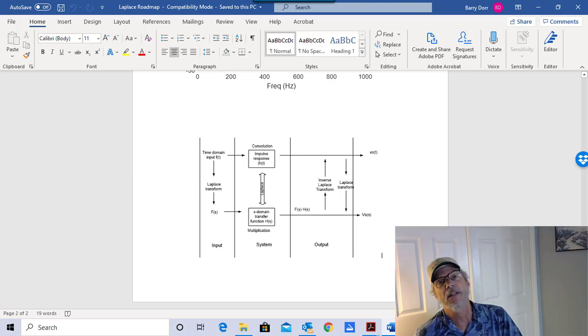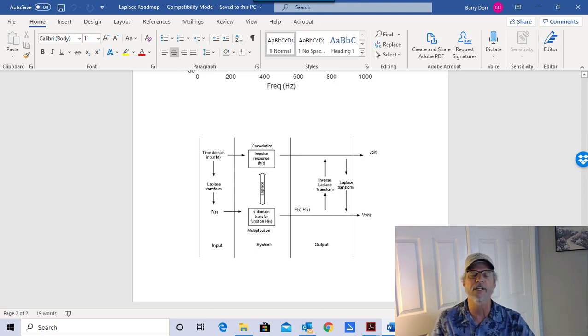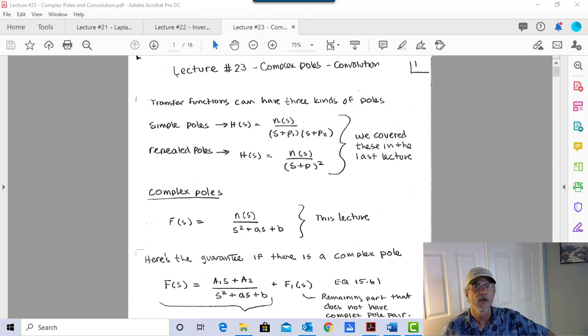A lot of my seniors end up coming back and checking out this lecture again because it's really just a lot of fun. We're going to start this lecture by going over how we deal with complex poles, which is the last little piece of section 15.4. So if you've stumbled across this lecture looking for information on convolution, you might want to skip ahead to that.